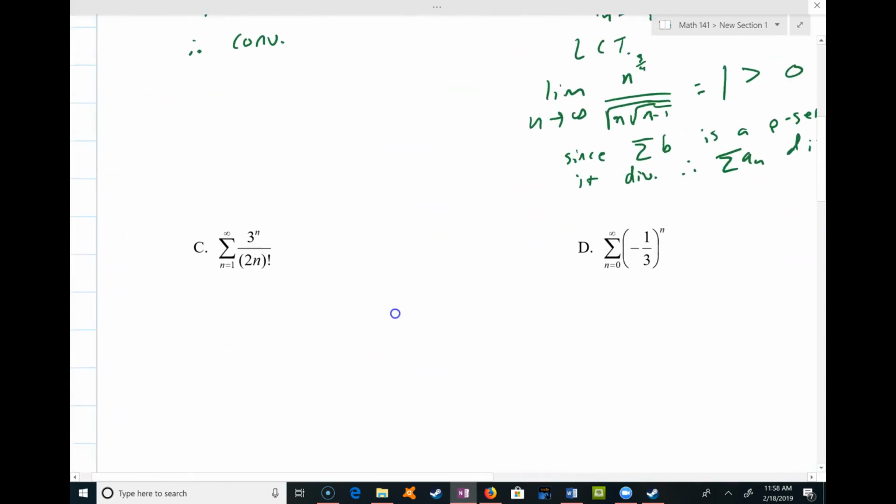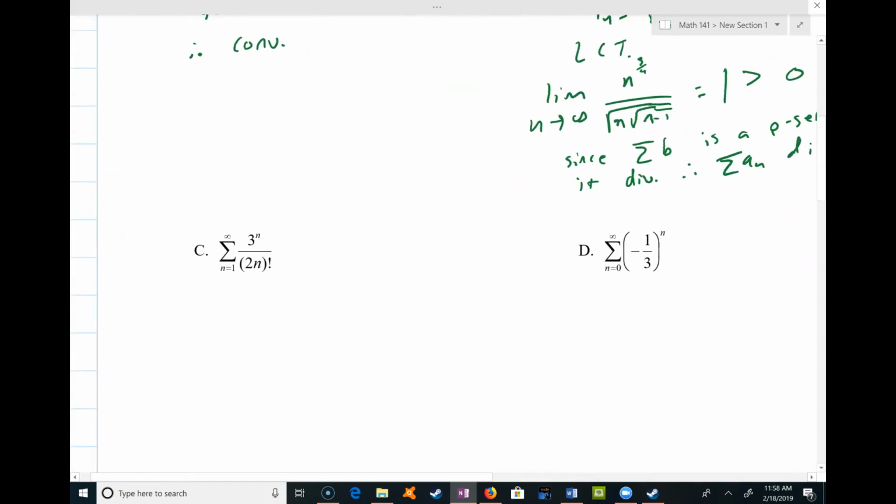So let's see, look over here. This has a 3 to the n and a factorial, so that makes you think ratio test. So I'm going to do ratio test. So that would be the limit as n approaches infinity, 3 to the n plus 1 over 2n plus 2 factorial times 2n factorial over 3 to the n.